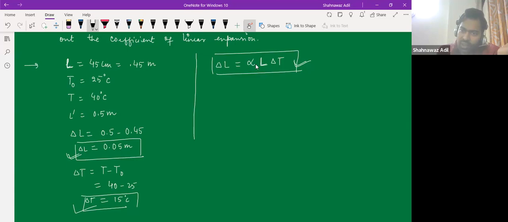So then we can calculate this alpha. So this alpha would be delta L by L into delta T. So delta L is 0.05, and then this L is 0.45, and then this change in temperature is 15 degrees, right? So this is 1 by 9 into 15 per degrees C. So that is the answer.